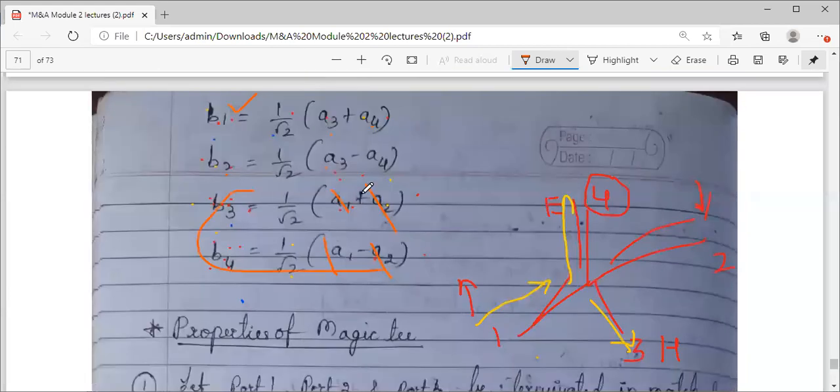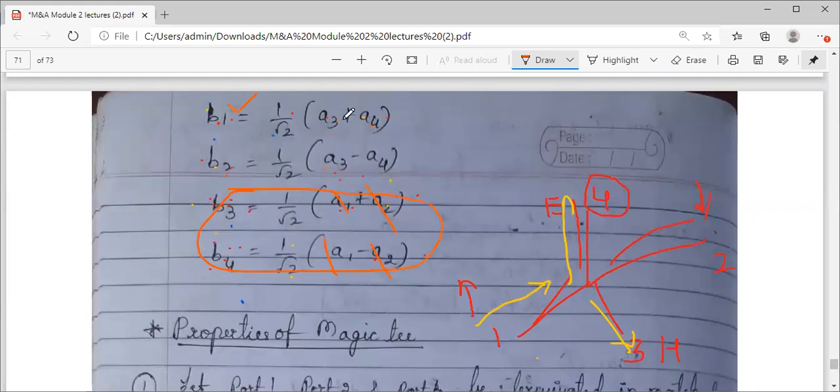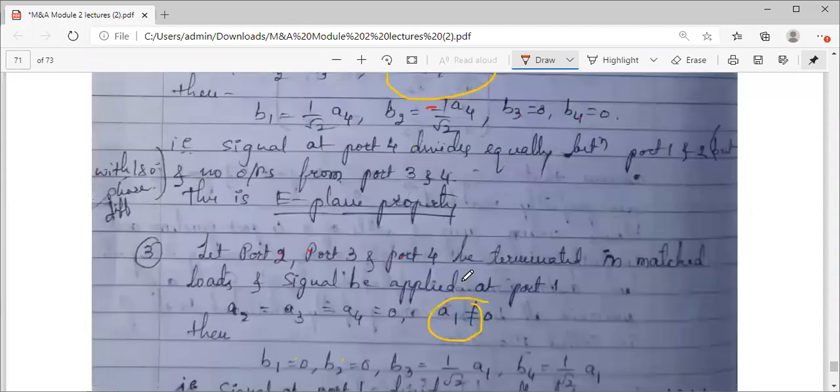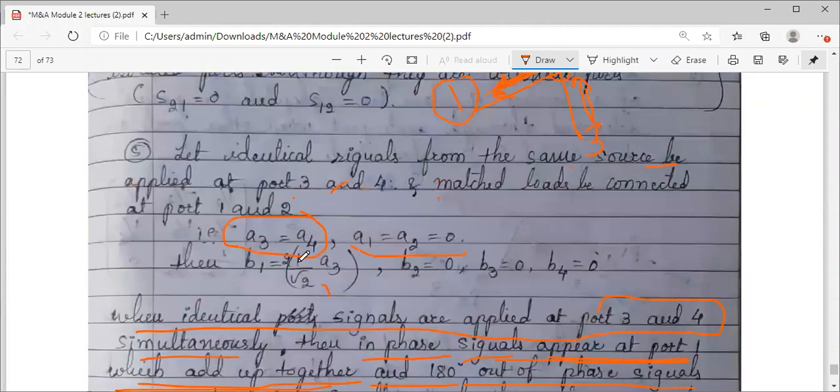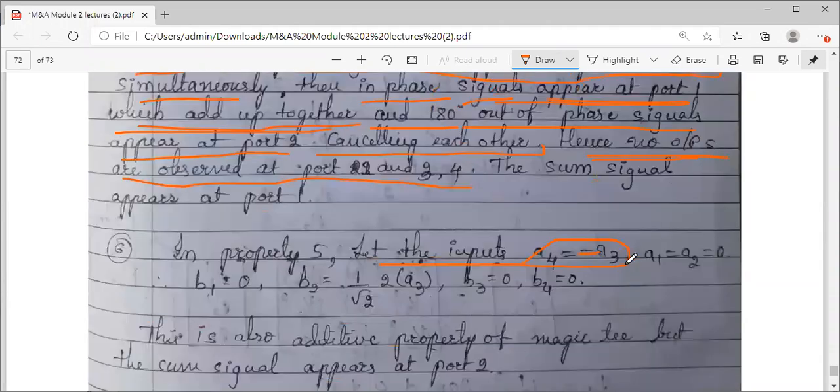A1 and A2 are 0, so those two will not come. Now one is the negative of the other, so this will become 0. This will be 2 times 1 by root 2. You can take either A3 or A4. Okay, earlier we got the value of B1, this time B2 will come. So that is the change. If I simply change one sign in property 5, I will get anyhow 3 terms 0, but I got only this.